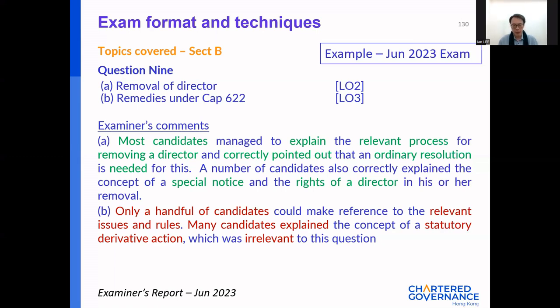Okay, so that's what the examiner was trying to explain here, that if someone discusses that, it is not relevant to the question for that particular year. Okay.